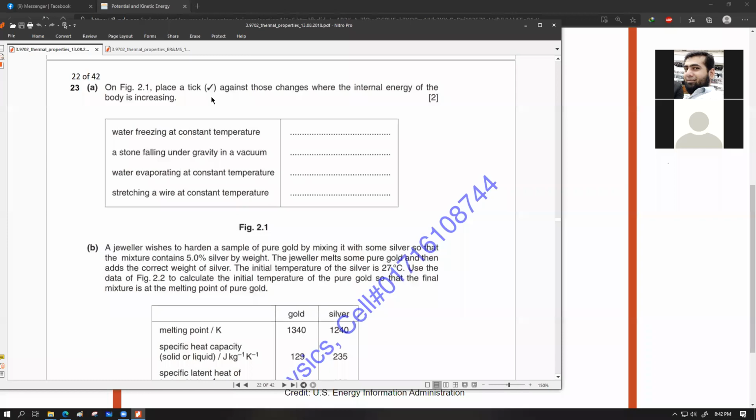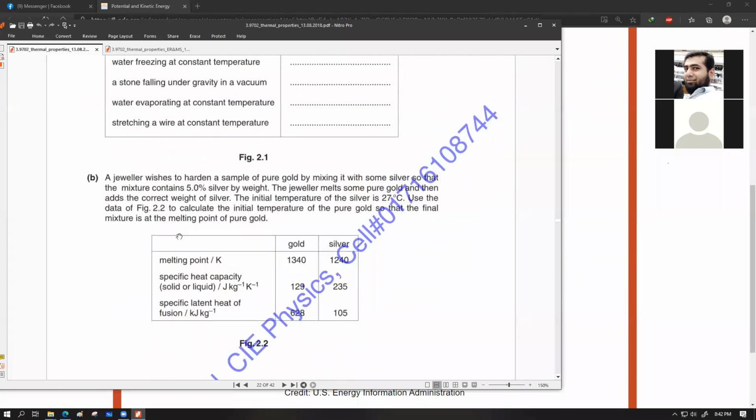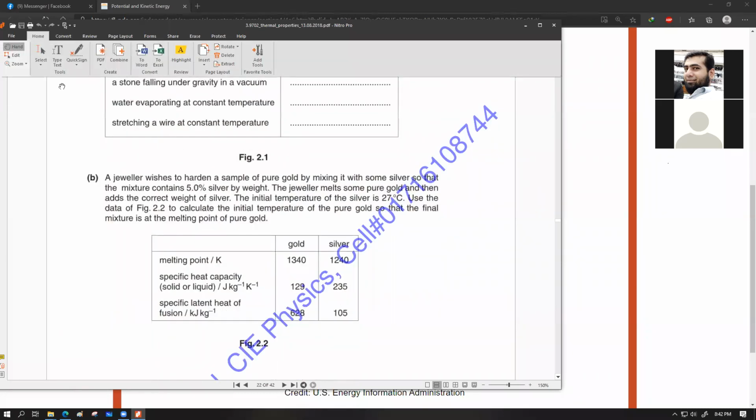Sir, stretching a wire at constant temperature would take the separation increases. Yes. That's why P increases. Yes. Next question, number B dekbo. B is actually a good question, so I'll take it out to go for the detailed version of this one.